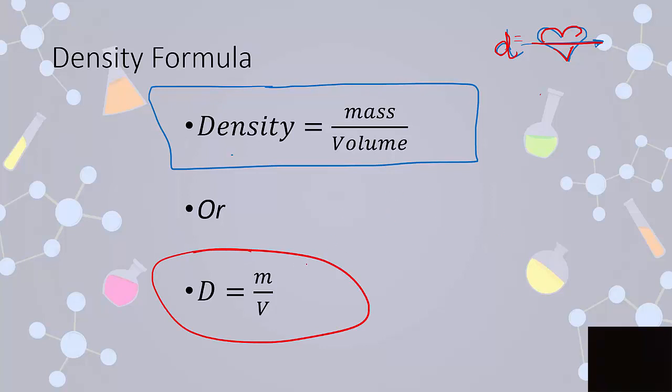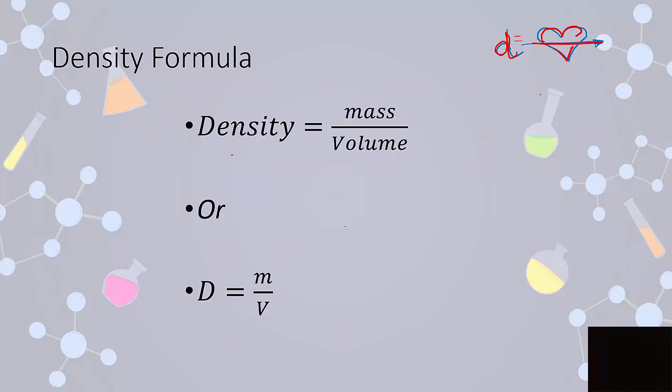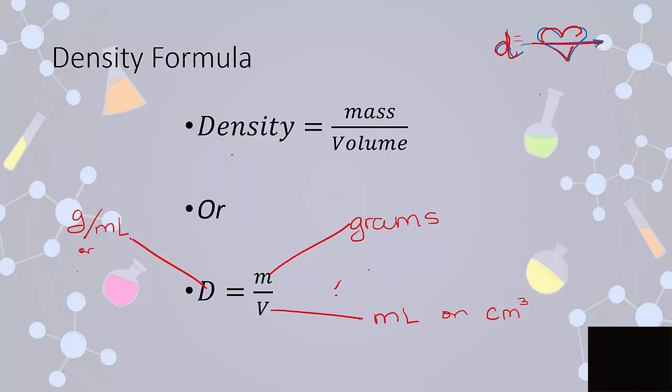Just a little reminder about the way that we measure these different terms. Actually, let's talk about mass first. Mass is typically going to be measured in grams or some variation of it, like maybe kilograms. Volume, you are going to see either milliliters or some sort of cubic term, like centimeters cubed. Because density is mass over volume, and so that's grams over milliliters, the density unit that you're going to see is either grams over milliliters or grams over centimeters cubed.